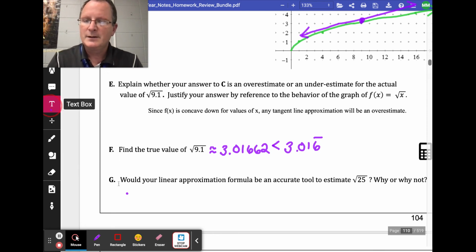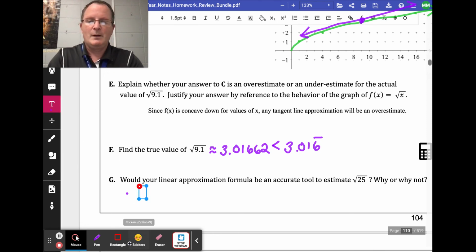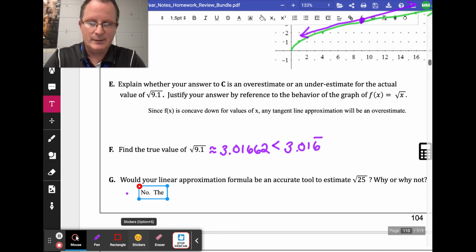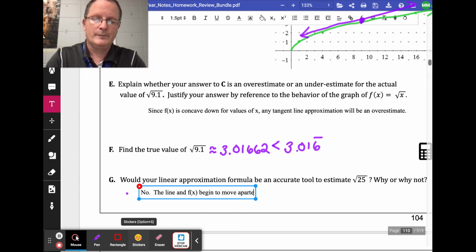All right, so I think the reason you should say something along the lines of, no, and the reason is the line and f of x begin to move apart from each other.